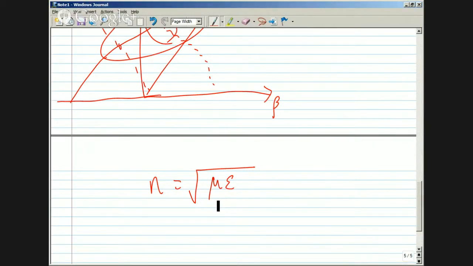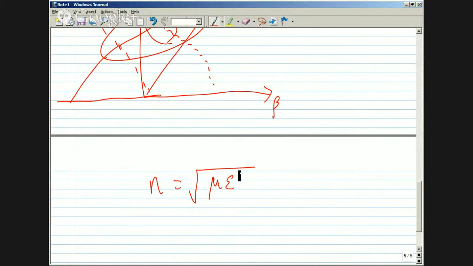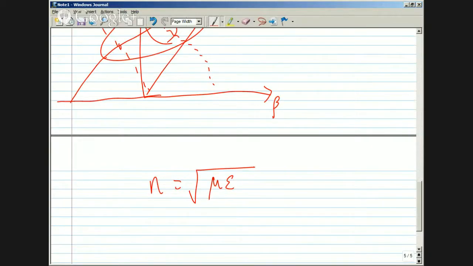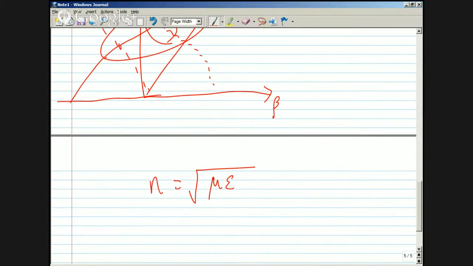So when you take a square root, you get a plus or minus, right? For any value, when you take a square root, it comes out plus or minus. So if either one of them is negative, finally it comes out negative, and the square root of a negative value leads to an imaginary number. That's why you get exponentially decaying waves in those two regions.